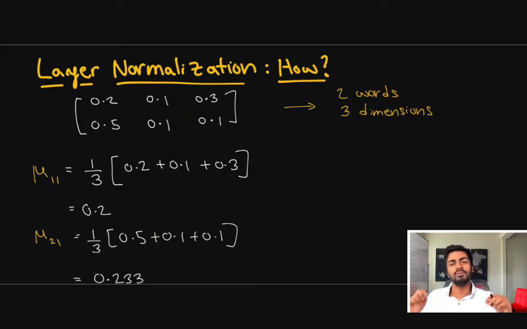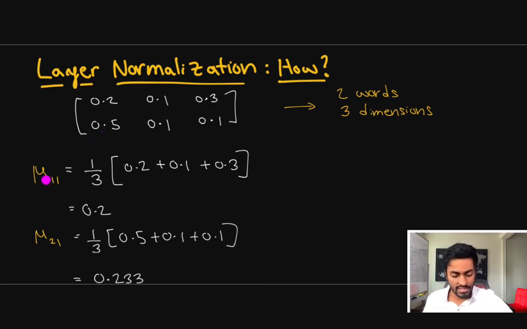Now let's go into more detail by working out an example. Let's say that we have two input vectors. In this case, I've represented it as a matrix. So you can say it's 2 words, and each word is represented by 3 dimensions. And let's say that we want to perform some normalization, specifically layer normalization, for this matrix. To do this, we compute the mean and standard deviation across the layer.